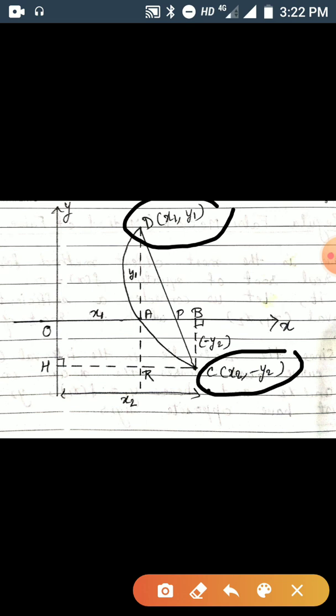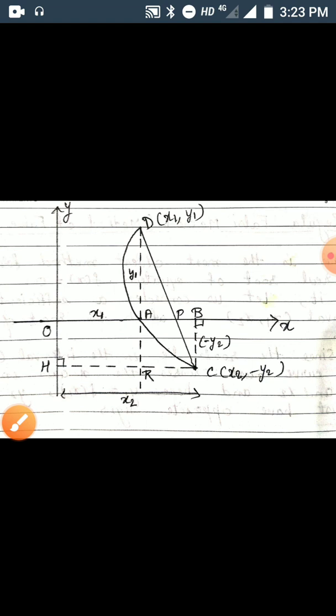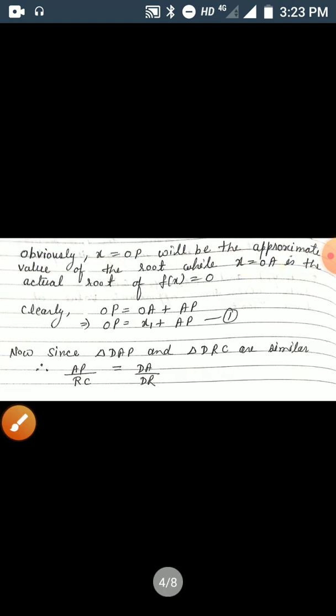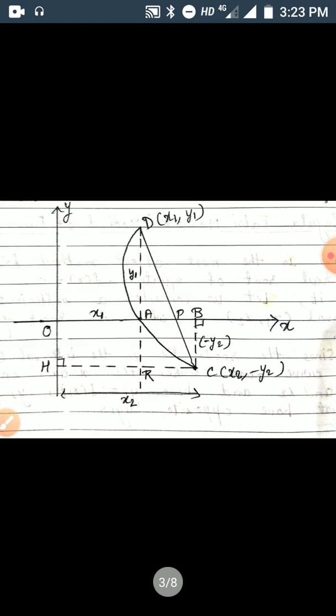If the coordinates of D are x1, y1, then the distance OA is equal to x1 and DA is equal to y1. Similarly, if the coordinates of C are x2 and -y2, then CH is equal to x2 and CB is equal to -y2. So obviously x = OP will be the approximate value of the root, while x = OA is the actual root of the function f(x) = 0. You can see this in the figure.